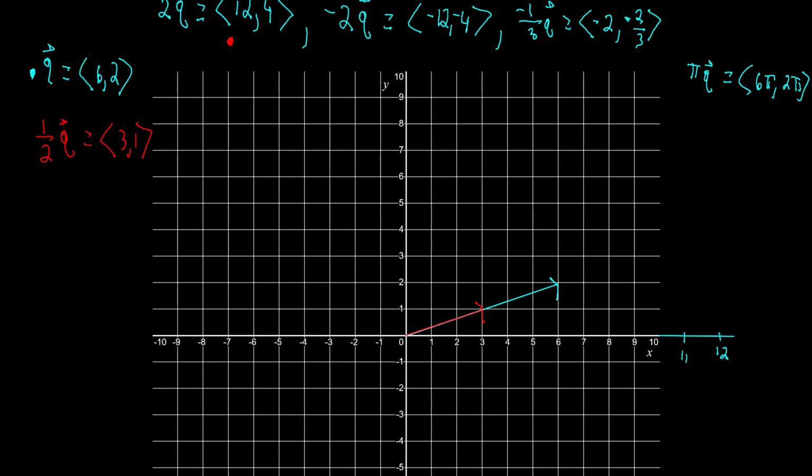Now I keep saying in the same direction. So what happens if you make it negative? Well, we have 2q up here is negative 12, negative 4, and we could indeed go out the same distance over here that we did, negatively speaking.